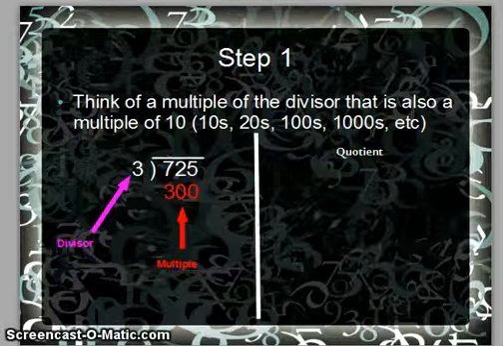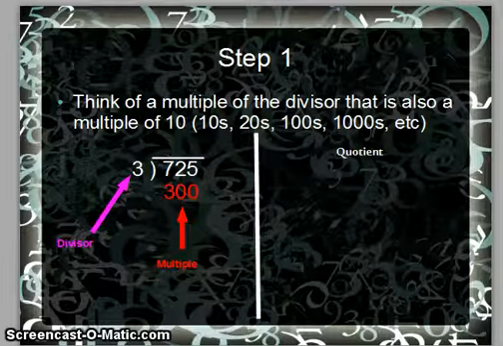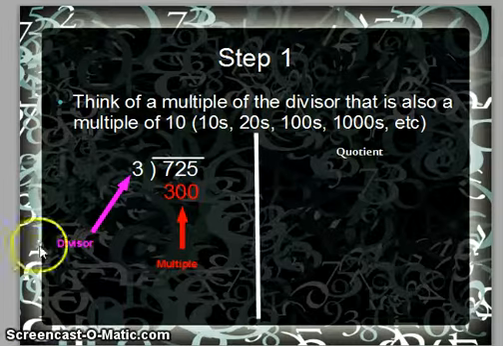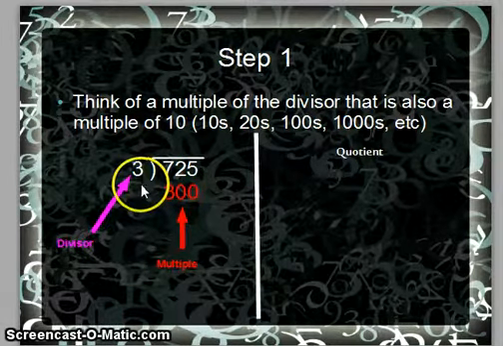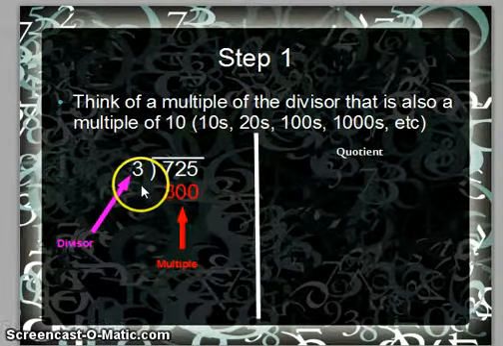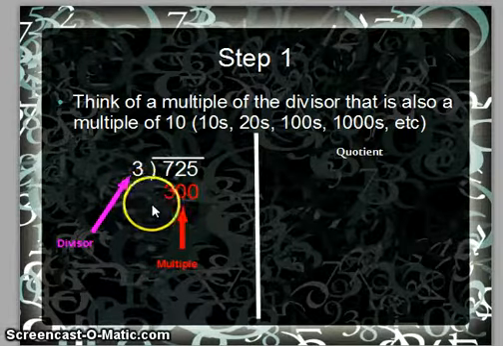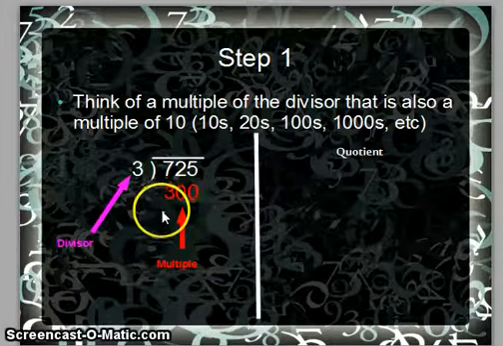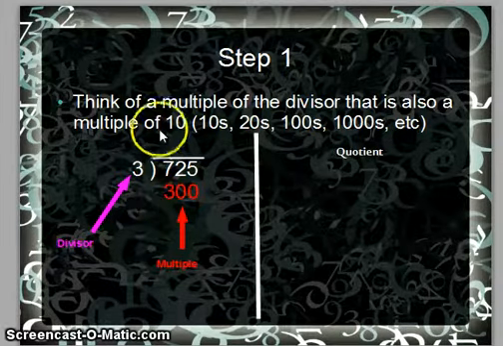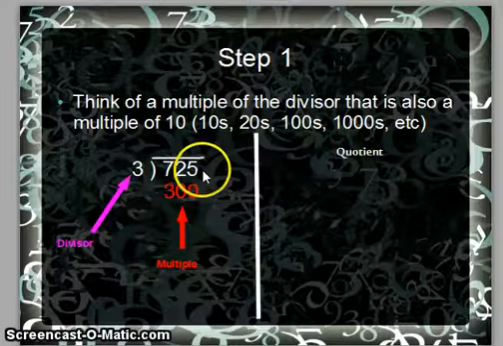Here are the steps to using the partial quotient algorithm. Step 1. Think of a multiple of the divisor that is also a multiple of 10. This number usually ends in a 0 and is in the tens place, hundreds place, or thousands place. Here, the divisor is 3. So, a multiple of this divisor that is also a multiple of 10 is 300. You want to get a multiple that is very close to the dividend, which is 725.